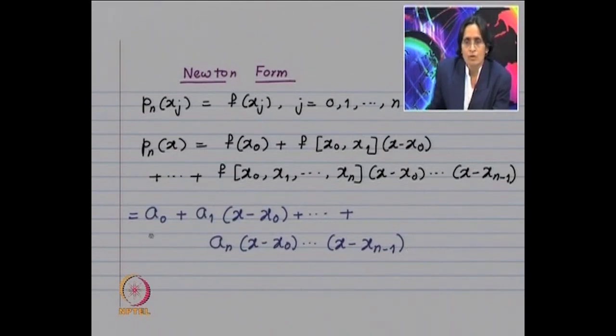So, in order to compute the coefficients a0, a1, ..., an, we will need to calculate the divided differences. So, we will first look at the number of computations needed to calculate these divided differences, and then we will consider an efficient way of evaluating Pn at a point once we have computed a0, a1 up to an.